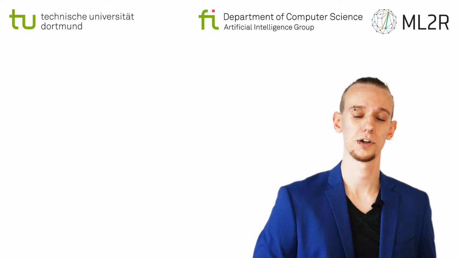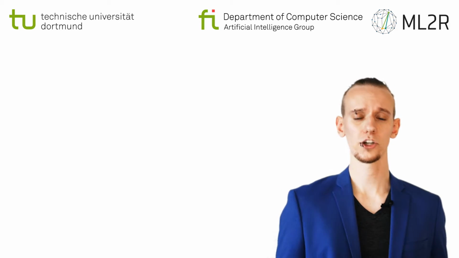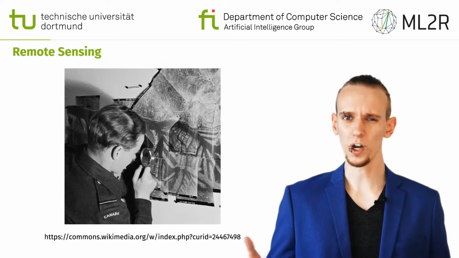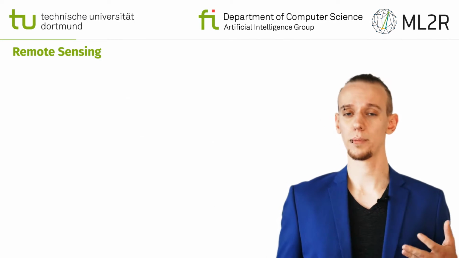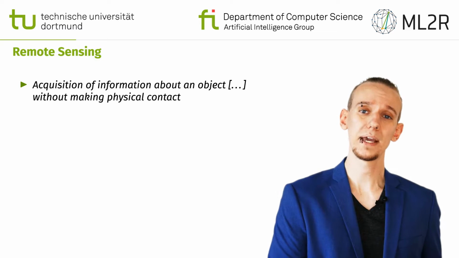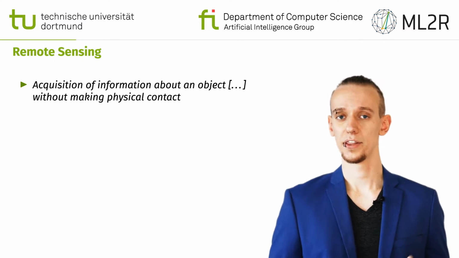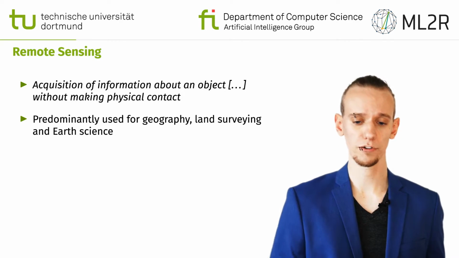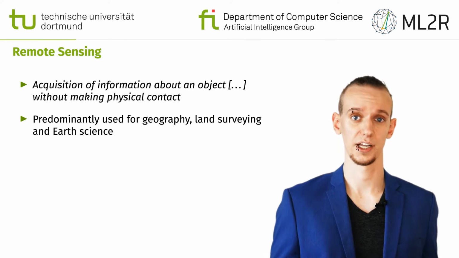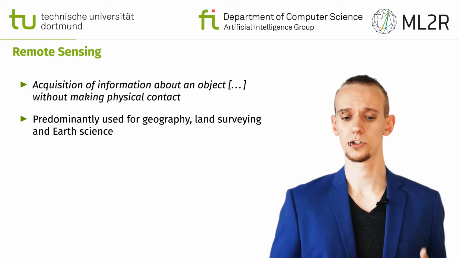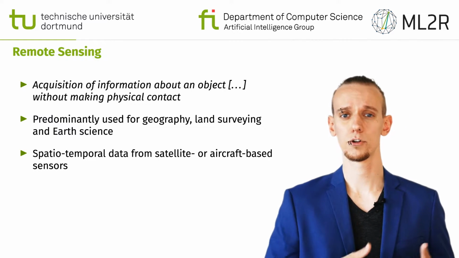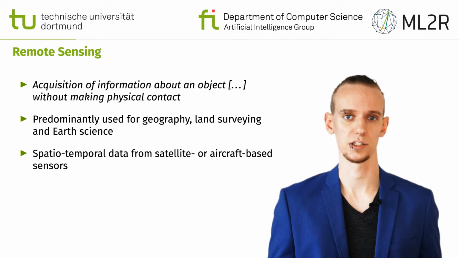First of all, we need to talk about satellite image series, or actually remote sensing in general. What is it all about? Well, remote sensing is about the acquisition of information about an object without making any physical contact with it, and therefore it's predominantly used for geography, land surveying, and also earth science in general. What are we talking about data-wise? We are usually talking about spatio-temporal data that is coming from satellite or aircraft-based sensors.